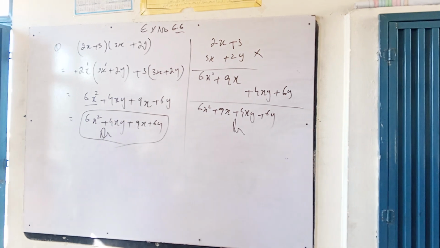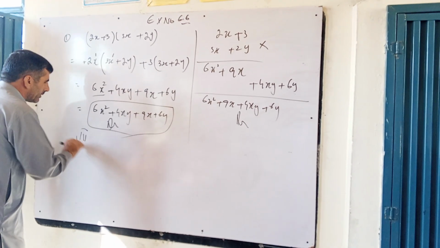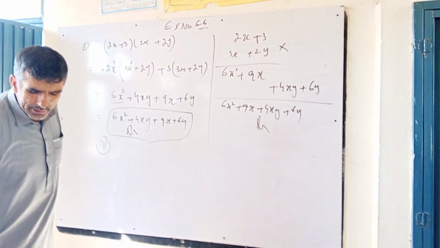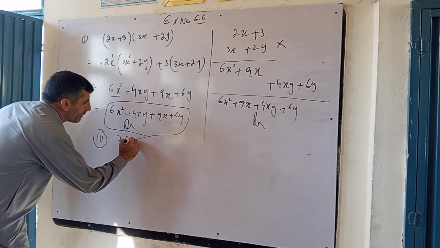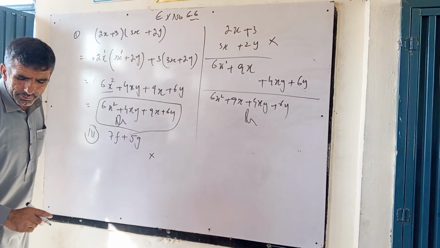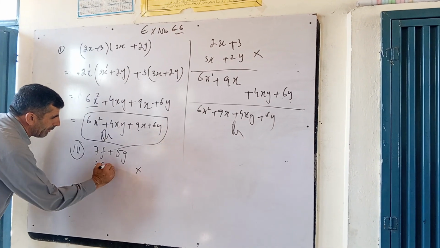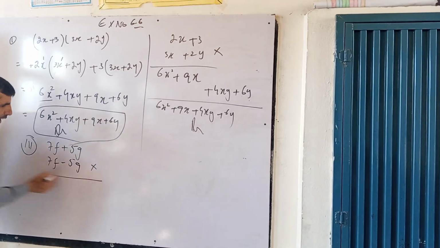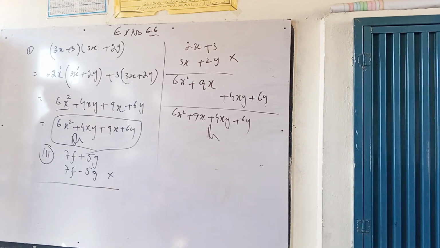Now question number 3, part number 3. Part number 3 is 7f plus 5g multiplied by 7f minus 5g. Now 7 sevens are 49.